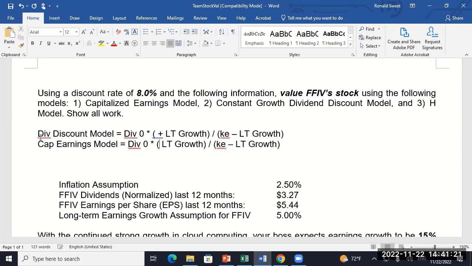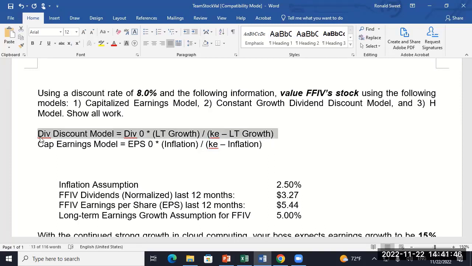Is, I don't know why I have plus on there, is earnings per share times inflation. So it looks almost exactly the same. You just use earnings instead of dividends. You use inflation in lieu of growth.